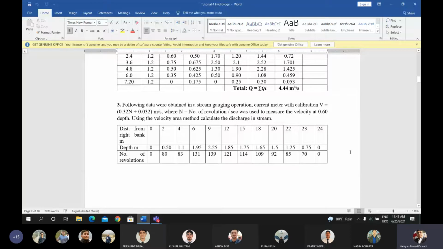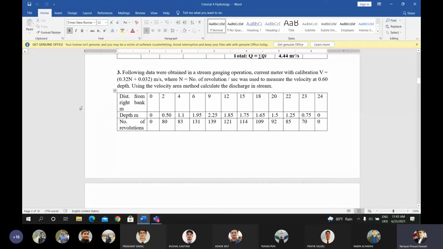A current meter with a calibration V equal to 0.32 n plus 0.032 meter per second, where n is the number of revolutions per second, was used to measure the velocity at 0.6 depth. Using the velocity area method, calculate the discharge in the stream.